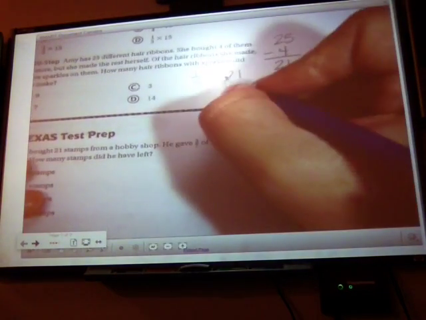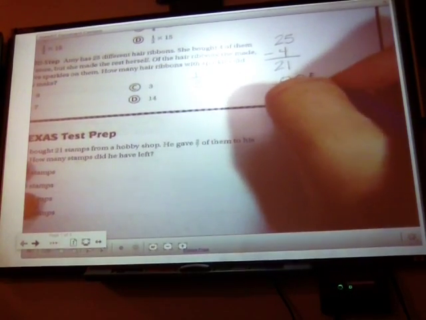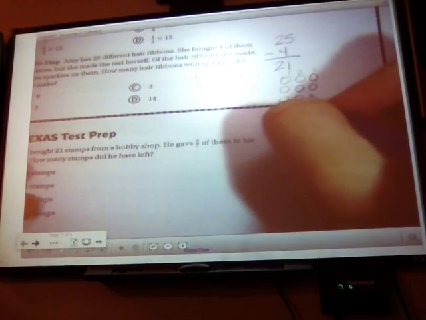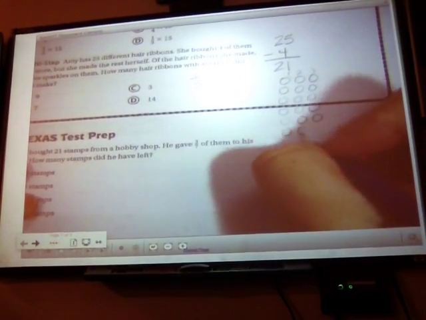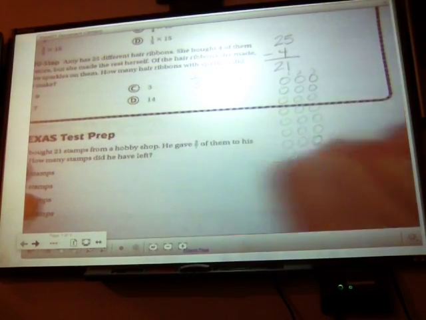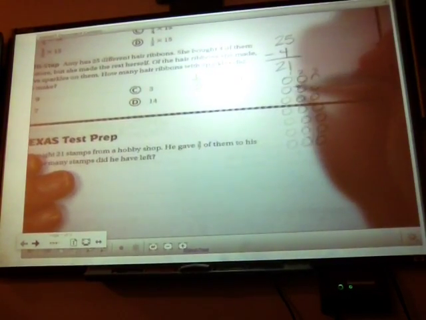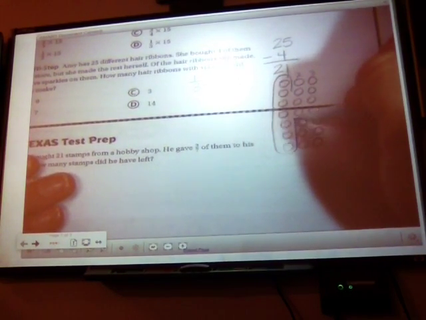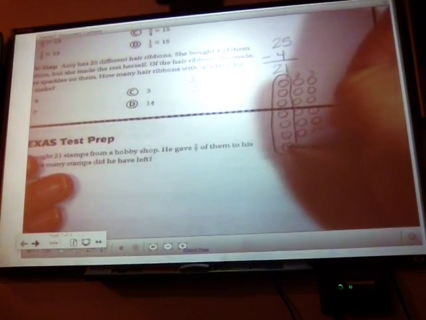1/3 of it is sparkles, right? So I would have 21. I would do them in groups of 3. 1, 2, 3, 4, 5, 6, 7, 8, 9, 10, 11, 12, 13, 14, 15, 16, 17, 18, 19, 20, 21. And I have to circle 1/3 of those. 1, 2, 3, 4, 5, 6, 7.